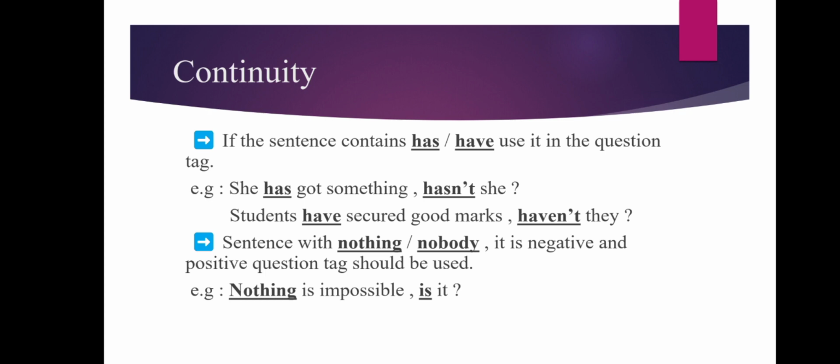The next rule is sentences with "nothing", "nobody" or "no one". It has to be considered a negative statement, and the question tag should be formed as a positive one. For example, "Nothing is impossible, is it?" For "nothing", you use "it". For "nobody", you use "they", along with the auxiliary verb given according to the statement. For "nobody", you use the pronoun "they", and for "nothing", you use the pronoun "it".